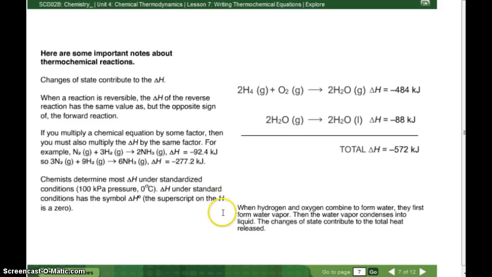When hydrogen and oxygen combine to form water, they first form a water vapor. Then the water vapor condenses into liquid form. The changes of state contribute to the total heat released. So we have heat released from turning into gaseous water and more heat released from turning into liquid. The whole thing has this for a total, and we will continue in the next recording.